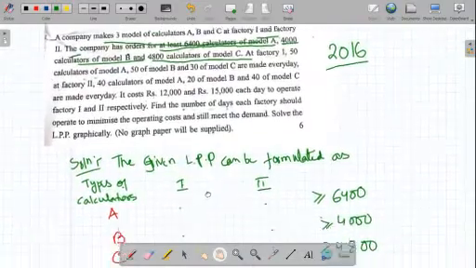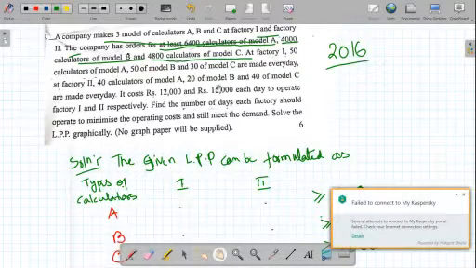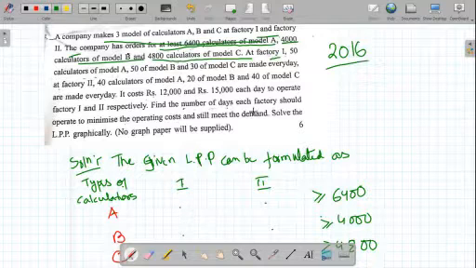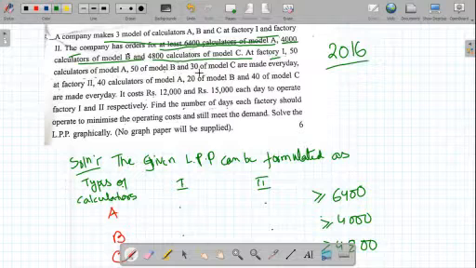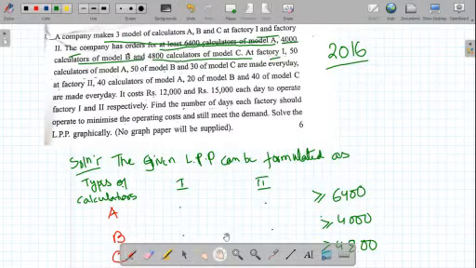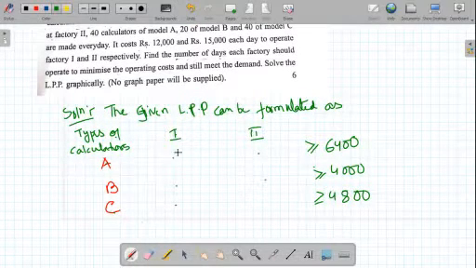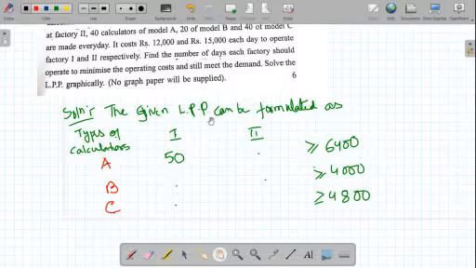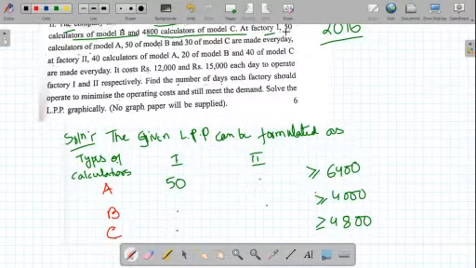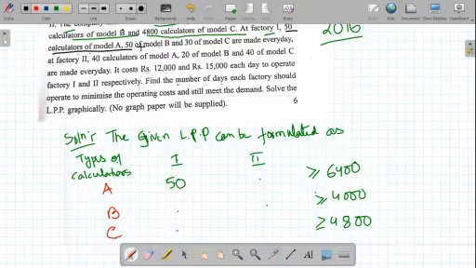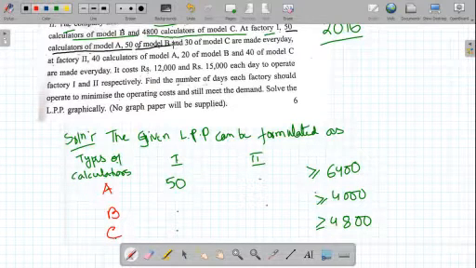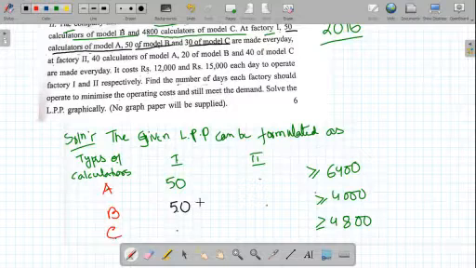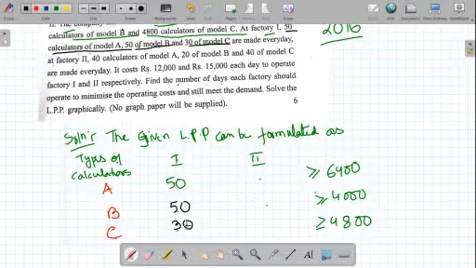Now, at factory 1, 50 calculators of model A, 50 of model B, and 30 of model C are made every day, right? So factory 1 makes 50 calculators of model A, and 50 of model B, and then 30 of model C.